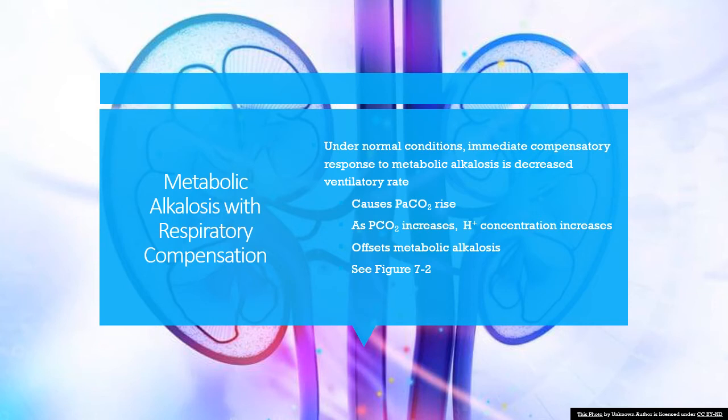Let's talk about when the lungs start to compensate for a metabolic alkalosis. Under normal conditions, there is almost an immediate compensatory response by the lungs to the metabolic alkalosis. It happens with a decreased respiratory rate. This causes the PaCO2 to rise, and as the PaCO2 increases, hydrogen ion concentration increases. This offsets the metabolic alkalosis.